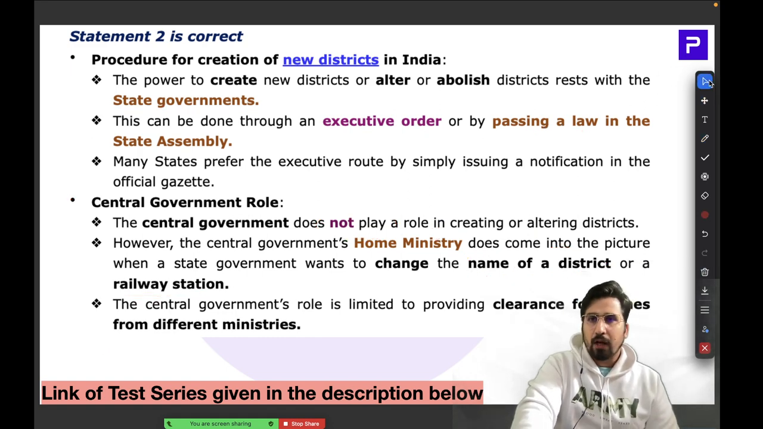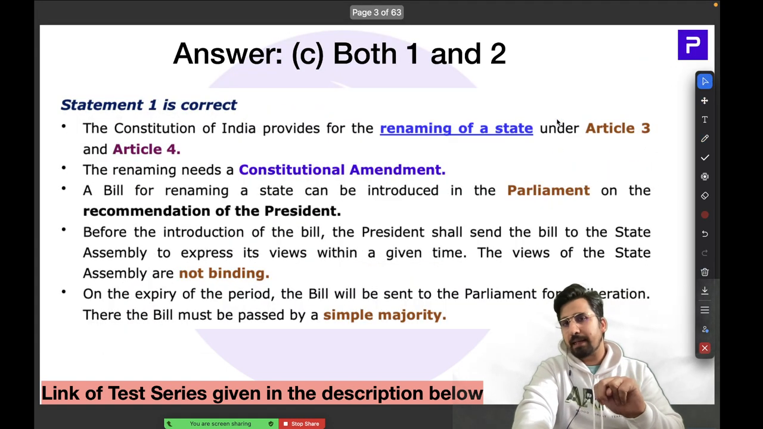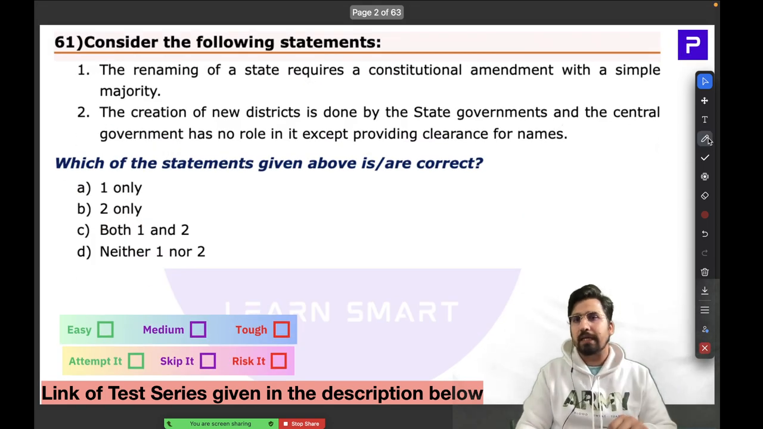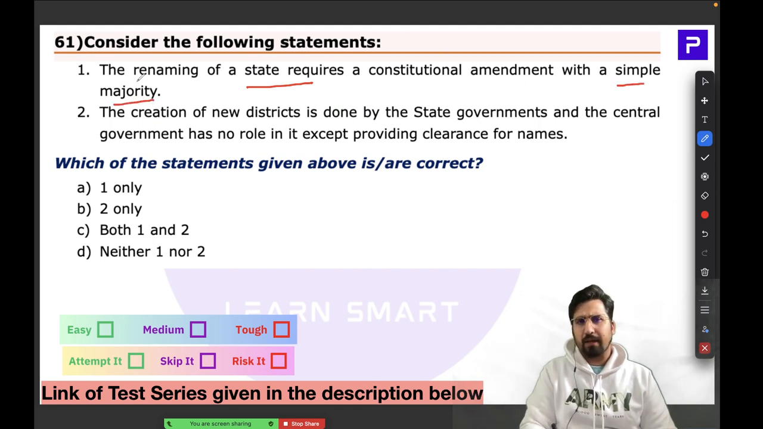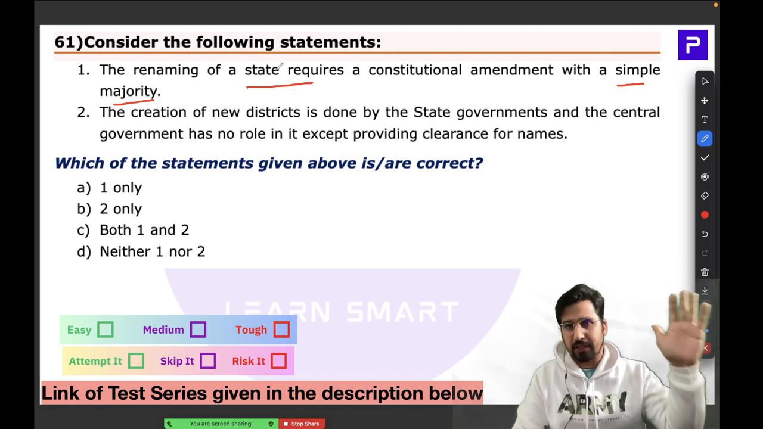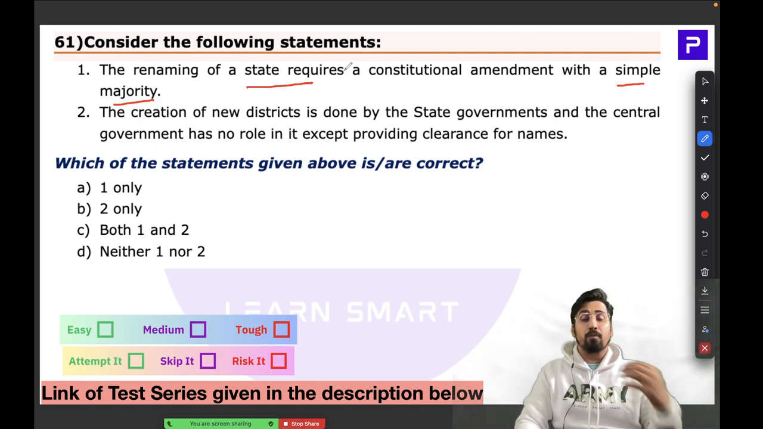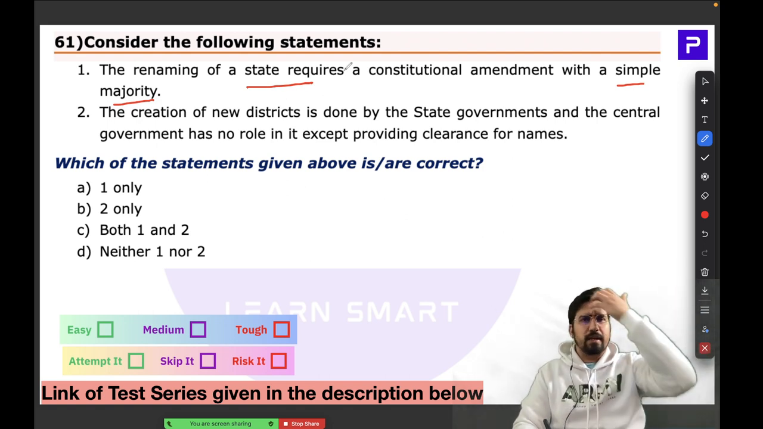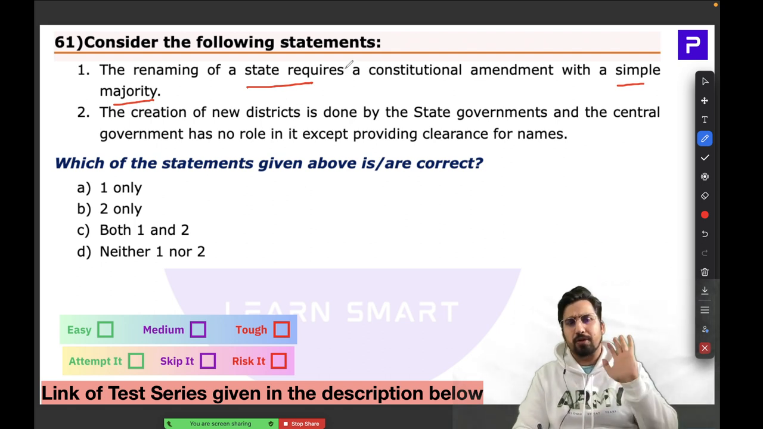That is all. Now, if you have understood these two concepts and then you look at the question, you will see it's a very simple question. Renaming of the state requires amendment by simple majority? Yes, because ultimately the renaming is not done under Article 368, because Article 368 is a more complex procedure. The renaming of a state can be done by simple majority. That is all.